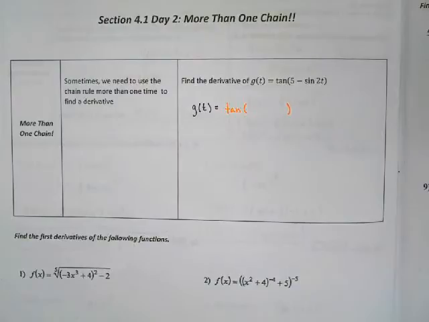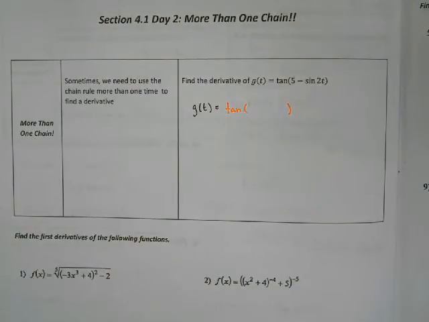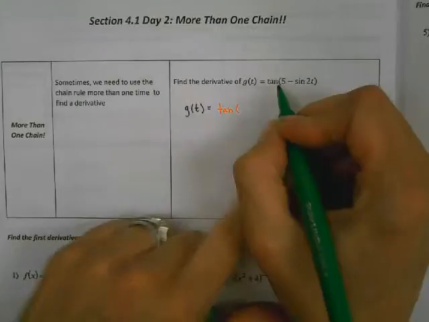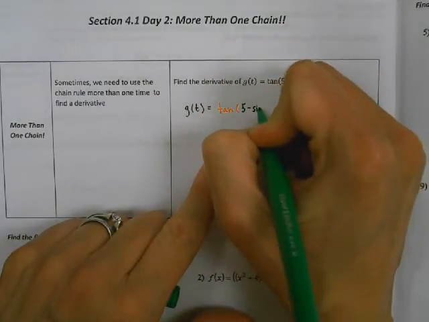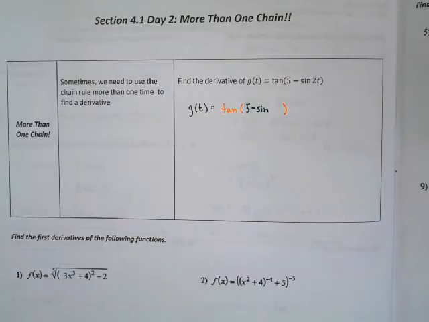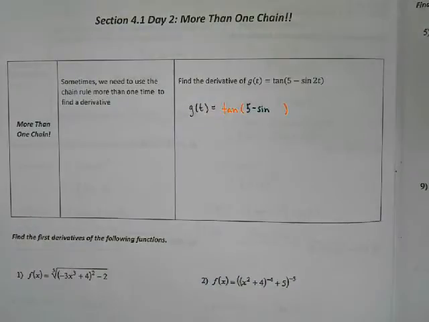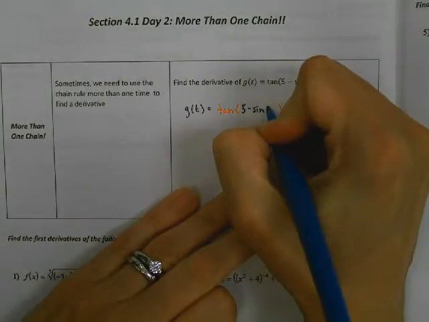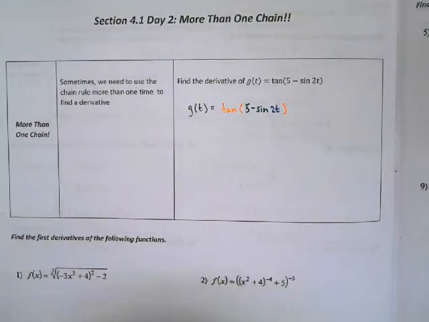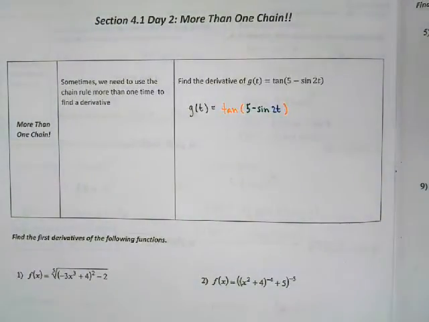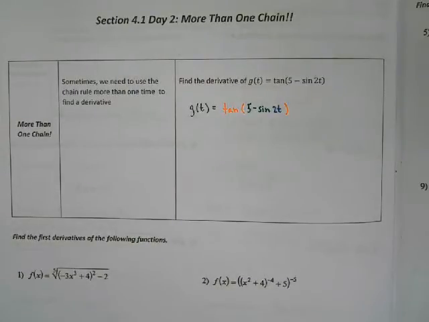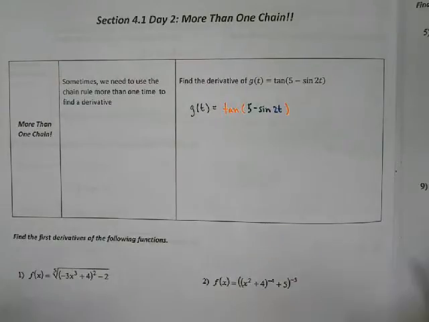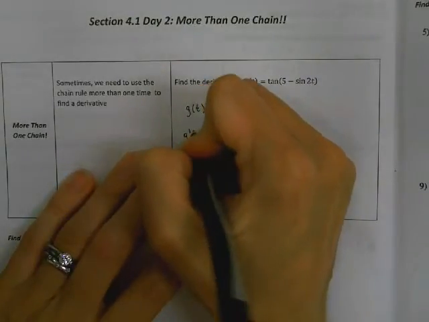So my outermost function is the tangent. Then if I go one layer in, I'm going to have my function 5 minus the sine. But then on my very innermost layer, my innermost function here is 2t. And so like I said, we're going to be using our chain rule more than one time in this problem. It's still going to function the same. I'm going to start from the outside and then work my way in.